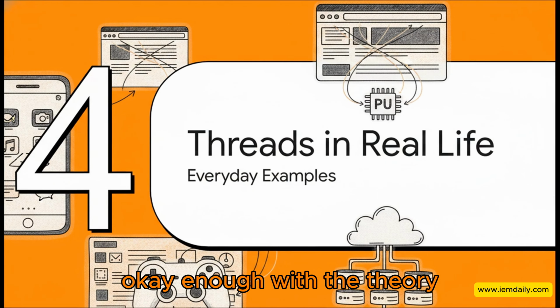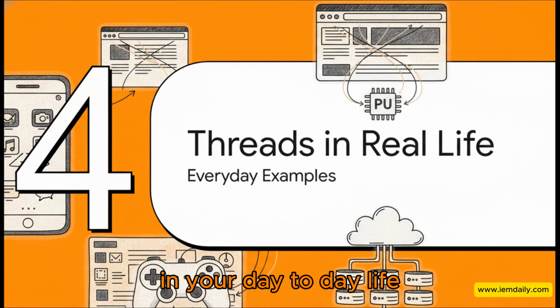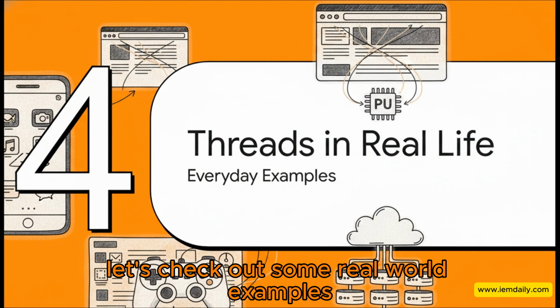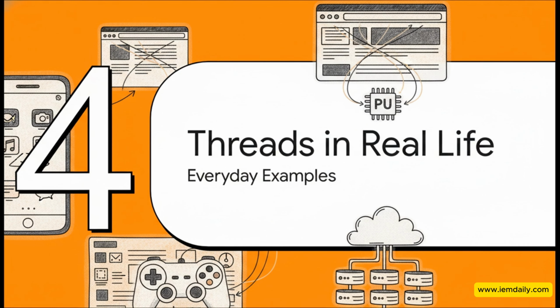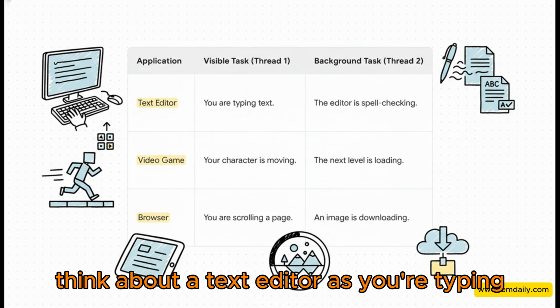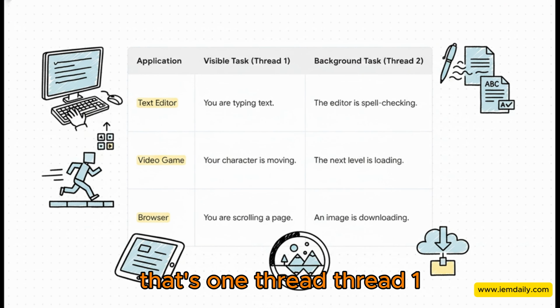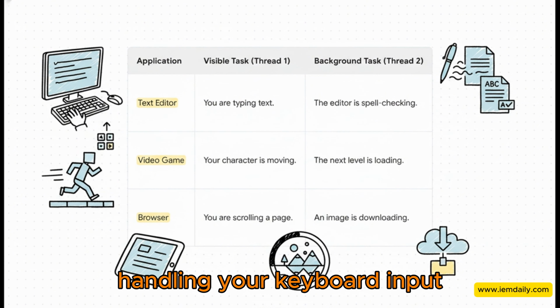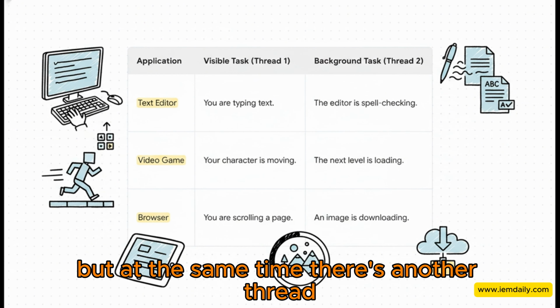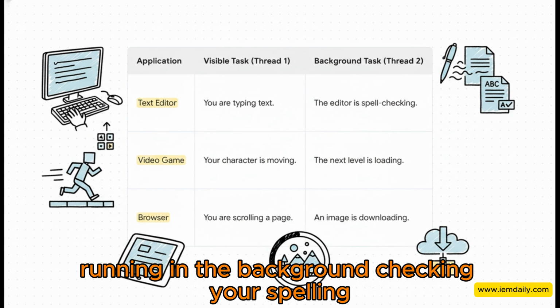Okay, enough with the theory. Where do you actually bump into threads in your day-to-day life? Let's check out some real-world examples that you already know and use. This table just makes it crystal clear. Think about a text editor. As you're typing, that's one thread, thread 1, handling your keyboard input. But at the same time, there's another thread, thread 2, running in the background checking your spelling.